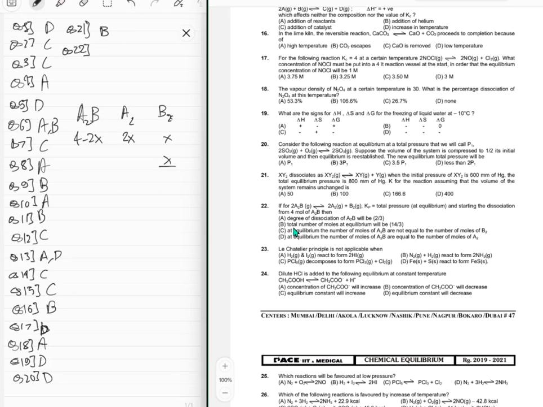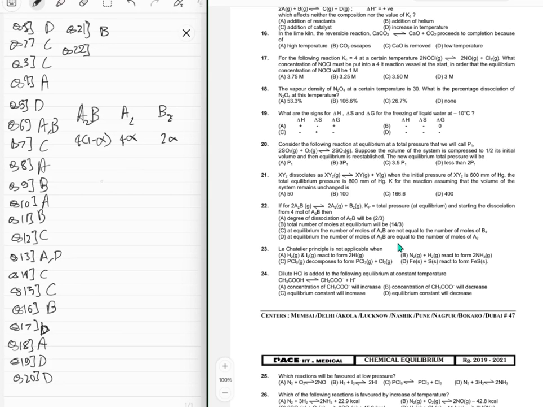Question 22. Degree of dissociation of A to B. Total number of moles. Correct. Find degree of dissociation basically. So you start with 4. 4 into 1 minus alpha. This will be also alpha because yeah. And sorry, 4 alpha. And this will be 2 alpha. Yeah, it's half of that.